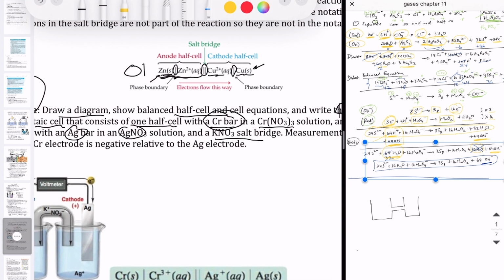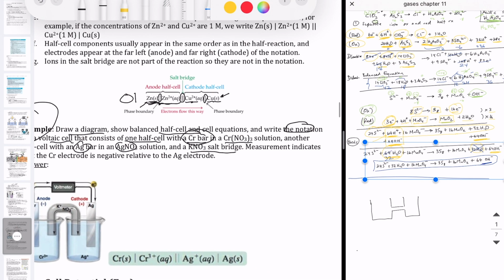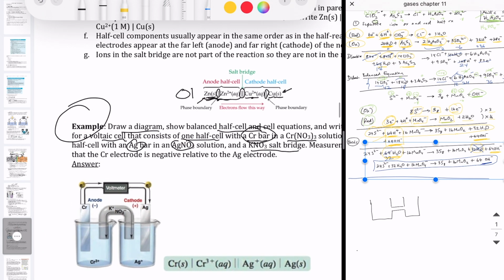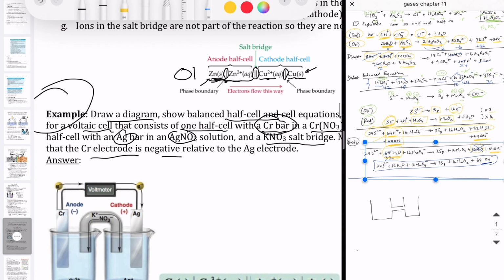We have a KNO3 salt bridge, and then measurement indicates that the chromium electrode is negative relative to the silver electrode. So what that means is that the chromium side is more negative, which of course means that that's the source of the electron, where the electron is going to flow out from. So that means the chromium is the anode and the silver side is the cathode.